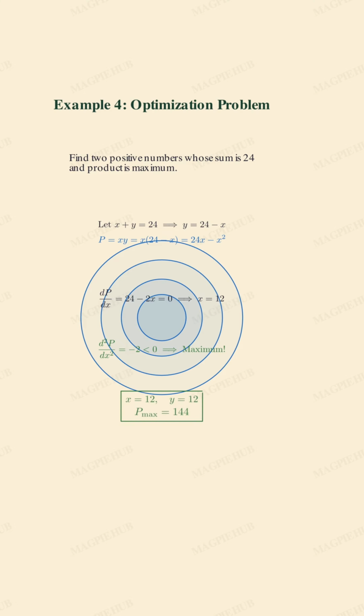Set it to 0, x equals 12. Second derivative, d squared P by dx squared equals negative 2, which is negative, confirming it's a maximum. So both numbers are 12, and the maximum product is 144. The parabola shows P peaks exactly at x equals 12. This proves, among all pairs summing to 24, equal halves give the largest product, a powerful general principle.